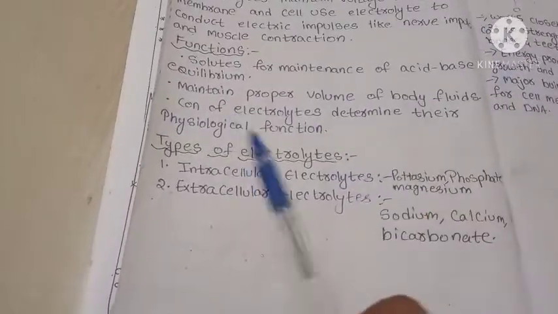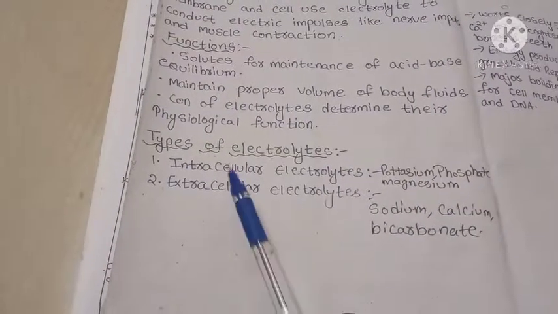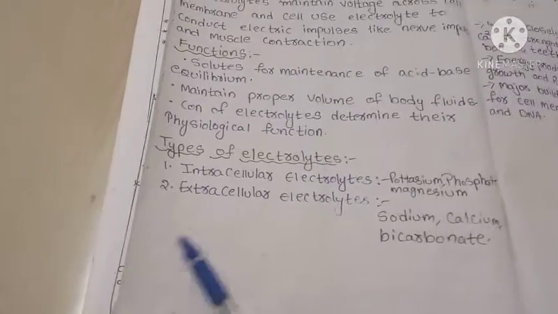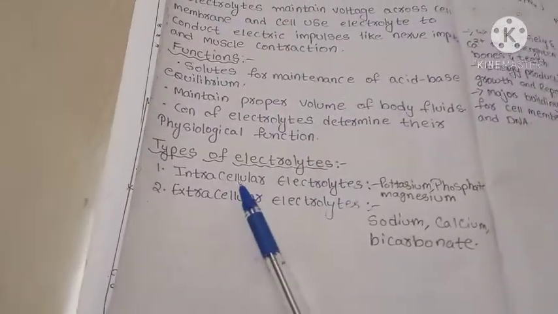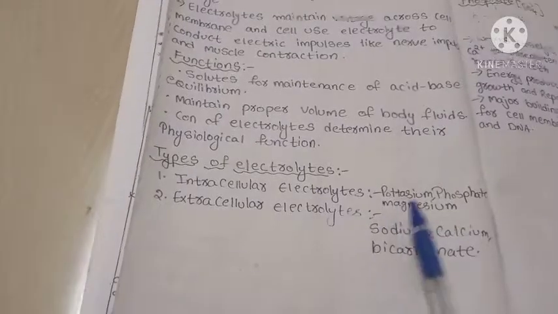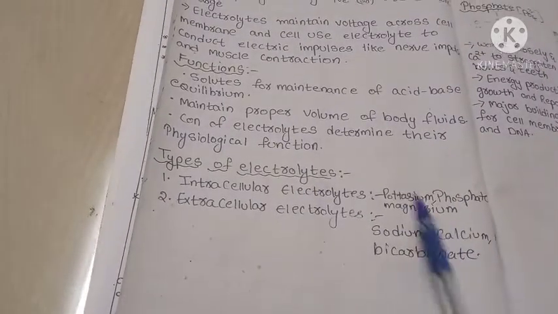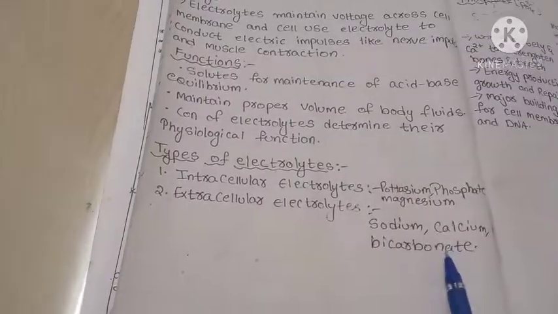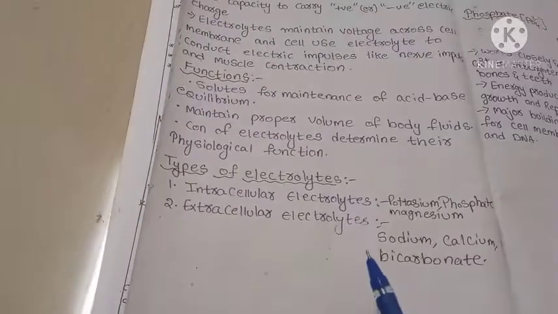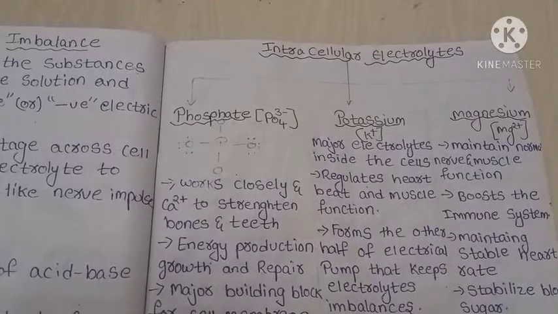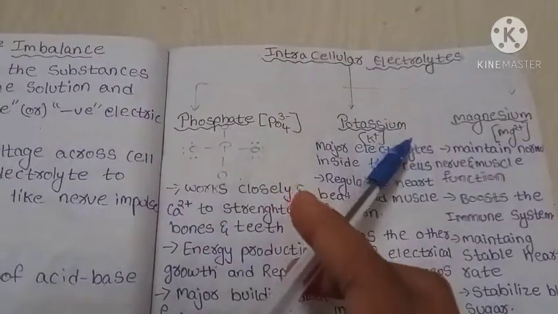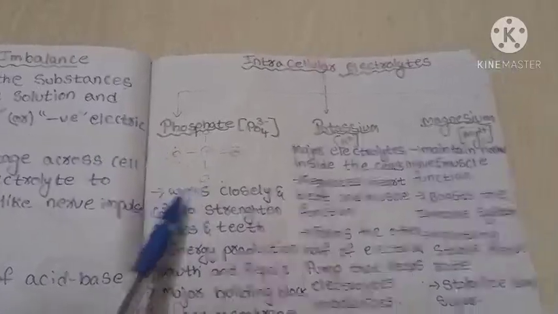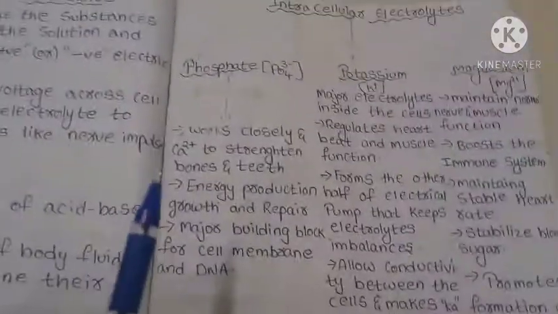Next, types of electrolytes. As I said before, there are two types of electrolytes: intracellular electrolytes and extracellular electrolytes, that means blood electrolytes. The intracellular electrolytes are potassium, phosphate and magnesium. And extracellular electrolytes are sodium, calcium and bicarbonate. Now we will see the role of the intracellular electrolytes.